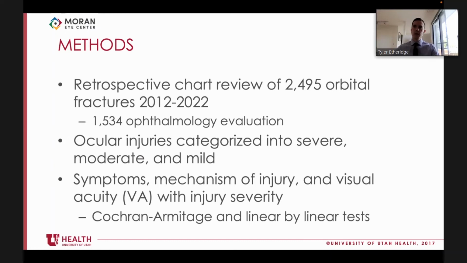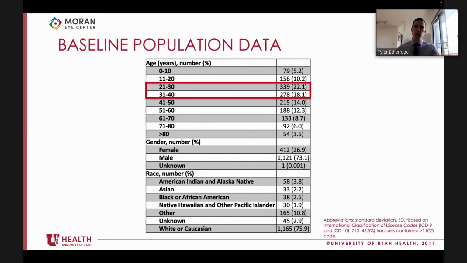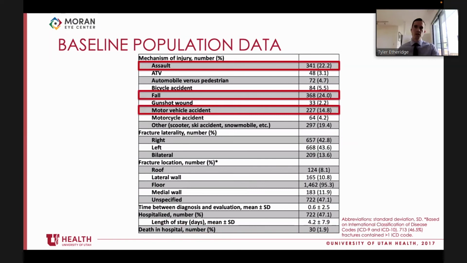The majority of our patients were between the ages of 20 and 40. Most were males, and most were Caucasian. Falls, assault, and motor vehicle accidents were some of the most common mechanisms of injury. There are some very interesting mechanisms, such as plane crashes, paragliding injuries, and equestrian injuries.